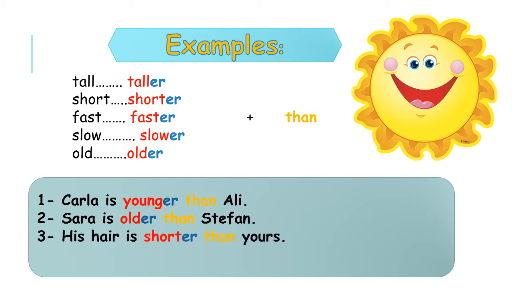Number 3. His hair is shorter than yours. So our adjective here is short plus er, it will be shorter, plus than, it will be shorter than. Number 4. Harry is taller than Paul. So our adjective here is tall plus er plus than, it will be taller than. So Harry is taller than Paul.